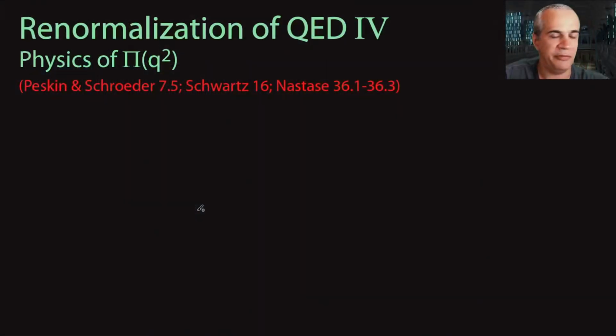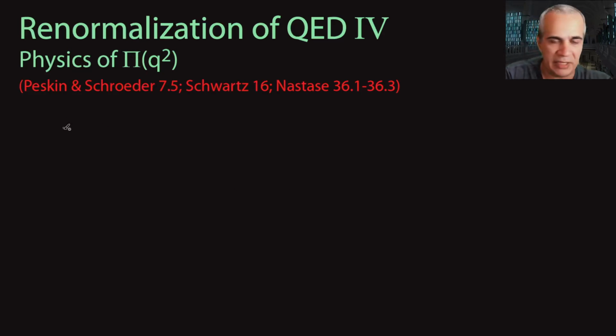Hello. Last video we calculated the photon self-energy at one loop. This is one of the three loop calculations I want to do for QED. But before we move to the next one, I want to take a look at the physical effects generated by these corrections to the photon propagator. So today we're looking at the physics of the 1PI function.